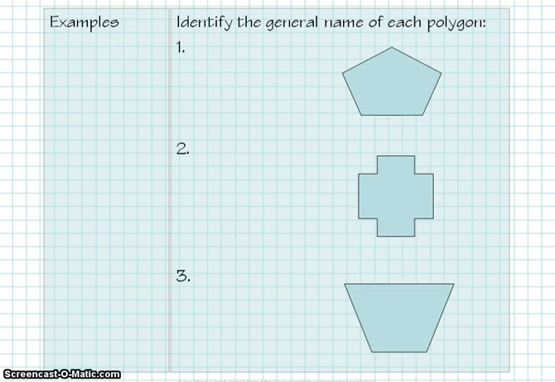So we want to identify the general name for each polygon. So you get here, you count your sides. You've got 1, 2, 3, 4, 5. So this is a pentagon. Here, again, it's tempting to say it's got 4, but you notice you've got all the little ones here. So you've got 1, 2, 3, 4, 5, 6, 7, 8, 9, 10, 11, 12. 12 is going to be a dodecagon. And then here we've got 1, 2, 3, 4. So a quadrilateral. Okay.